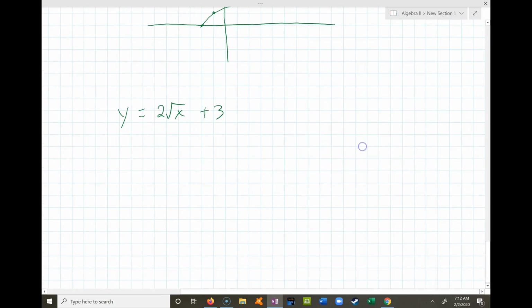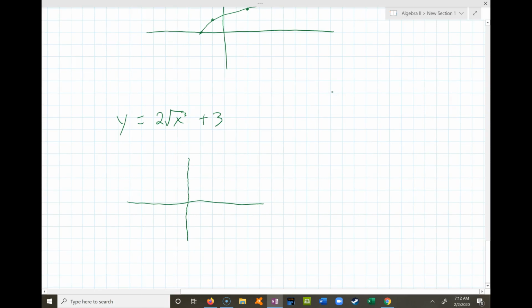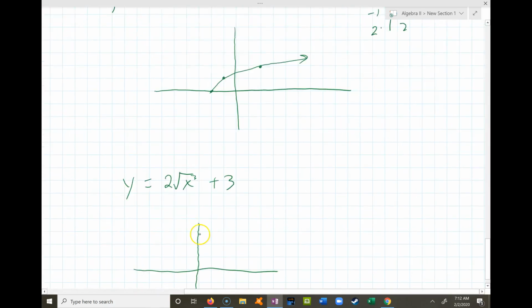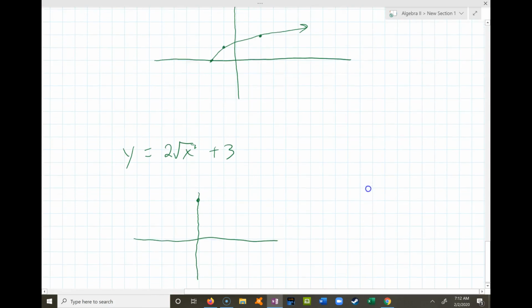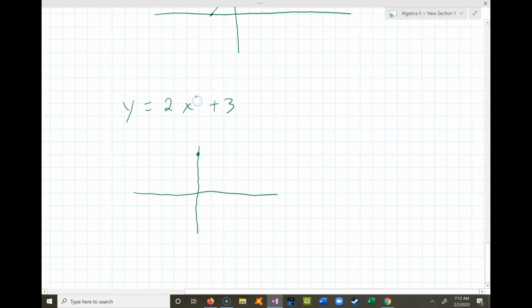Okay, so again, if I'm trying to graph that, I know the beginning point is going to be at 0, 3. 1, 2, 3. Oops. Because the inside of the square root is 0, and I'm adding 3 on the outside. So I know it's got a beginning going to go like that.